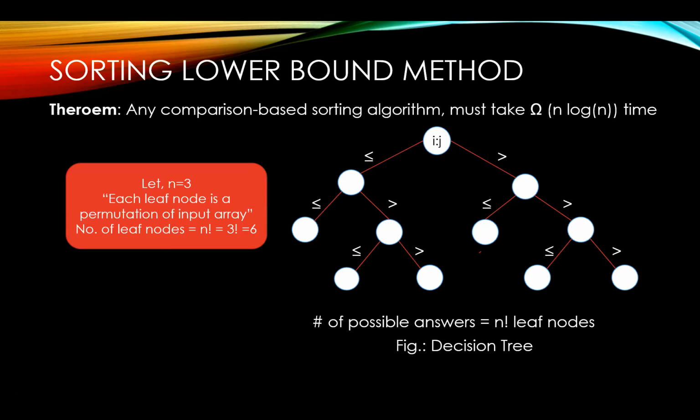Sorting lower bound method. We have a theorem which says that any comparison-based sorting algorithm must take omega of n log n time. For this, we'll talk about decision trees. A decision tree has leaf nodes, non-leaf nodes, and edges. Leaf nodes contain the possible permutations. Non-leaf nodes contain i : j, and the edges contain the comparison-based relational operators.